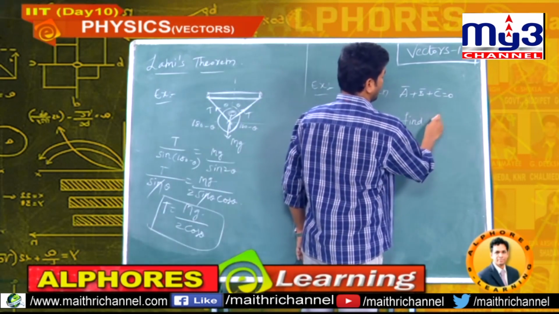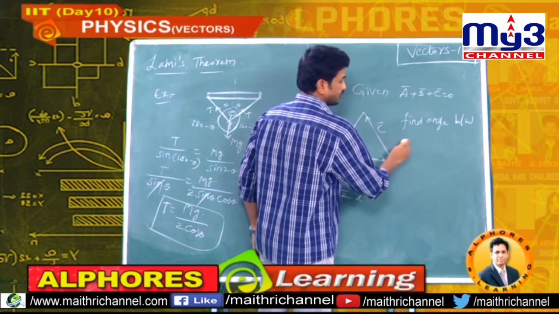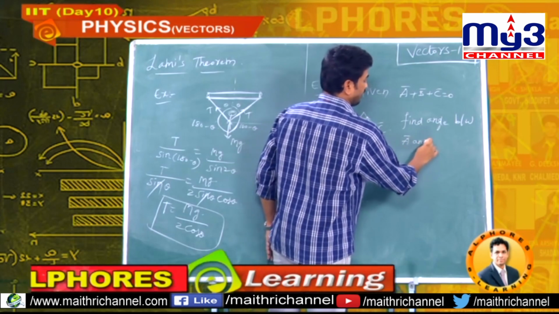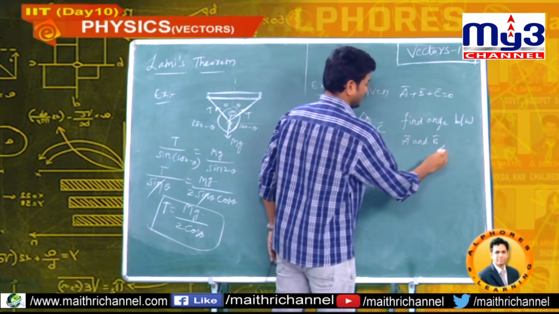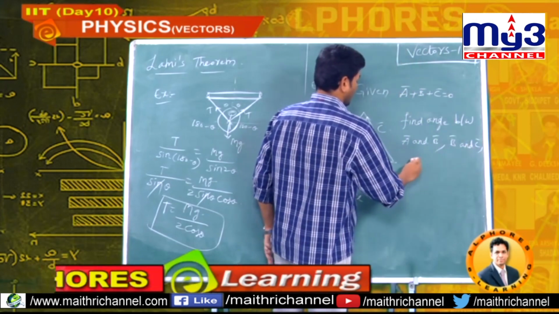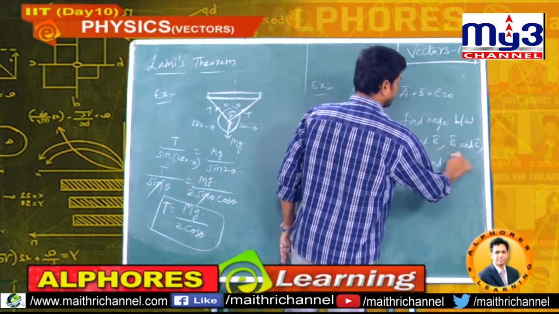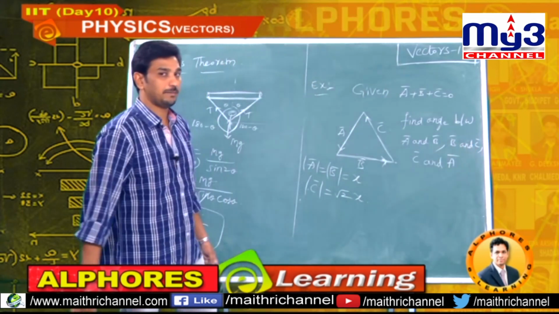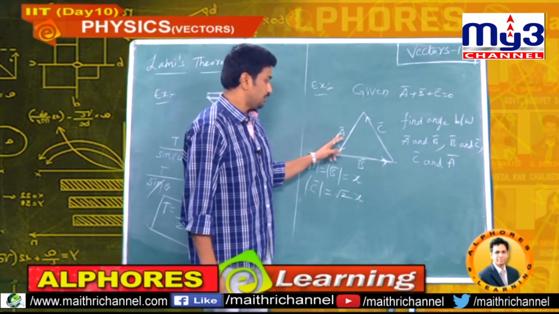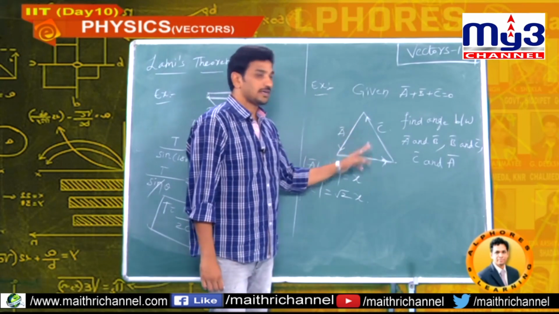Find the angle between A bar and B bar, B bar and C bar, and the angle between C bar and A bar. How to find the angle between any two of them? Between these two, between these two, and between these two.